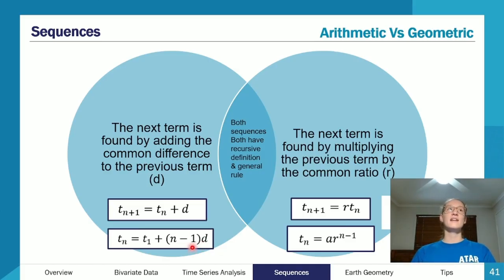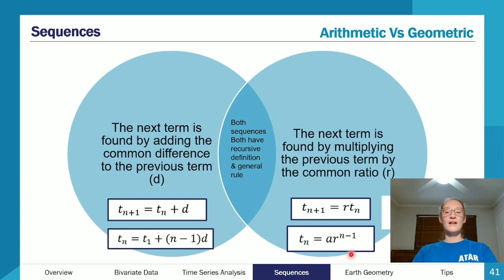Because if, for example, I said find term 37, you're probably not going to want to use recursion to calculate all the way to term 37, because that would take up your whole exam time and be super boring. You're probably going to want to find a way to skip straight to term 37, which is what you could do here. You could say let n equal 37, so then it'd be T1 plus 37 take 1 multiplied by whatever the common difference is, and then you're solving for Tn, which is term 37, finding out what number is term 37 in the sequence.